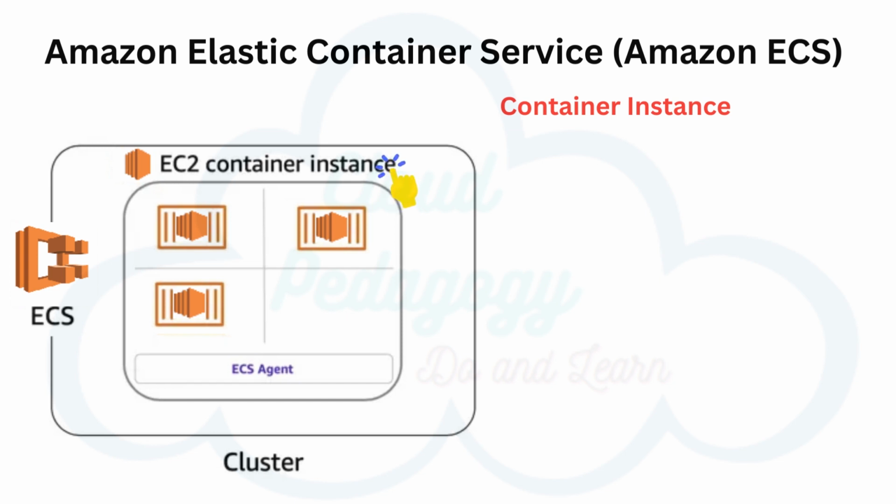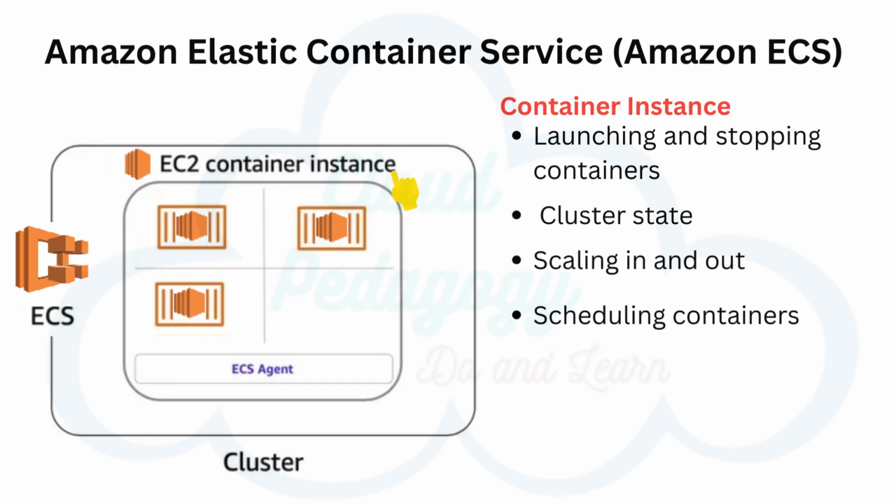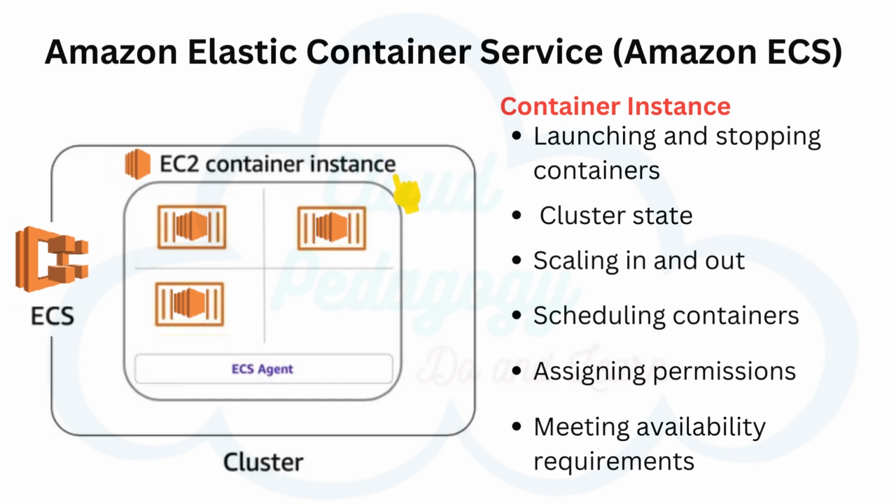Once the Amazon ECS container instances are up and running, you can perform actions that include but are not limited to launching and stopping containers, getting cluster state, scaling in and out, scheduling the placement of containers across your cluster, assigning permissions, and meeting availability requirements.